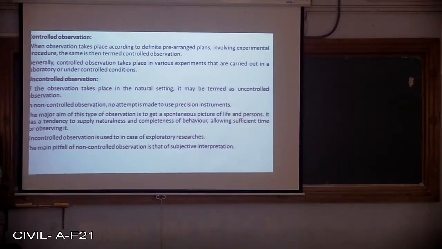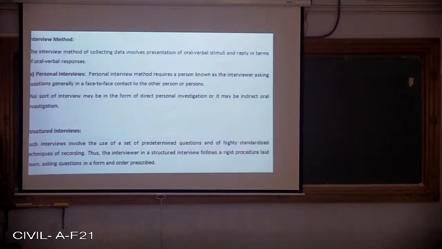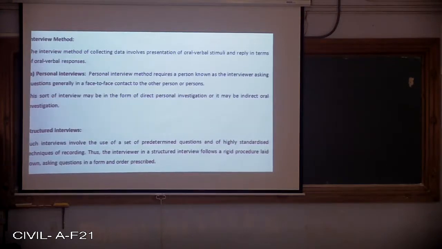Controlled observation. When observation takes place according to a definite pre-arranged plan involving experimental procedure, it is controlled. Uncontrolled is nothing but when the observation takes place in natural setting. It may be termed as uncontrolled. There is some sort of errors. No attempt is made to use precision instruments. Some sort of errors are included, or some sort of mistakes are carried out. Uncontrolled observation. Okay. Next, interview method.